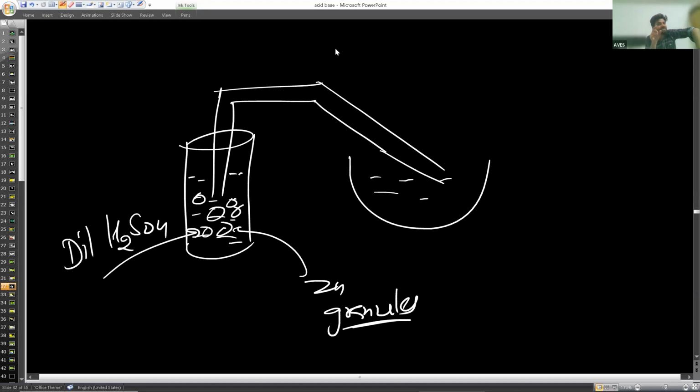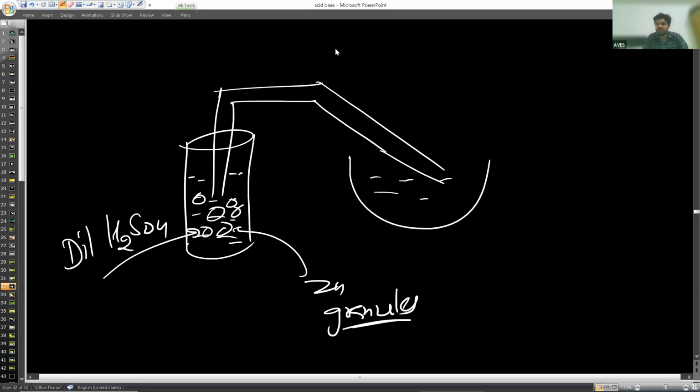The same thing happens for the zinc granules. When zinc granules are converted into zinc powder, the surface area increases. When the surface area increases, more of the zinc comes in contact with the acid, so the reaction will be faster. Means before, if the acid was taking 10 minutes to completely react with zinc granules, now it may take 2 or 3 minutes. So the reaction will be faster.